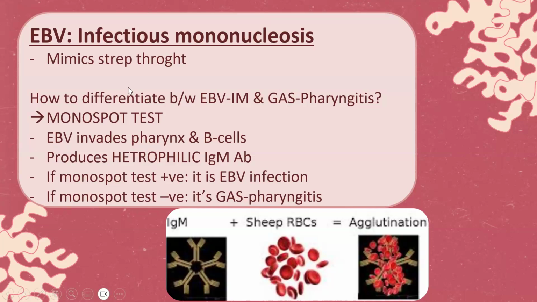Okay, so EBV will invade the pharynx cells and it will also invade the B cells. When it invades the B cells, it will cause what we call heterophilic IgM antibodies. The monospot test has an antigen that will bind to these heterophilic antibodies. And if there is binding, then it is EBV. If there is no binding, there are no IgM antibodies, and it is group A strep, if it is in fact a case of pharyngitis. Okay, so this is just to differentiate infectious mononucleosis from EBV and strep throat from group A strep by the monospot test.